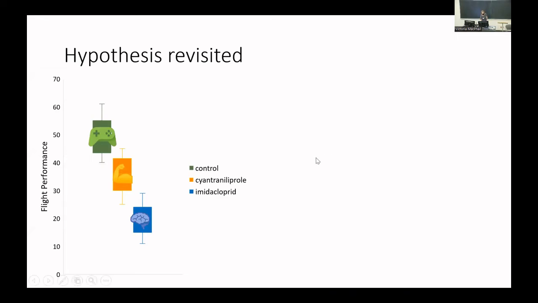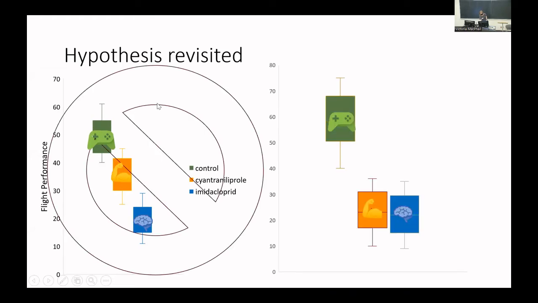So just to rehash my hypothesis, this is what I thought was going to happen. This is what I kind of hoped would happen, but it's more like this. So cyantraniliprole and imidacloprid are having basically the same impact on bumblebee queens, which is not a good news story. It means cyantraniliprole is not a good replacement for imidacloprid. We should not be using it based on my results so far.